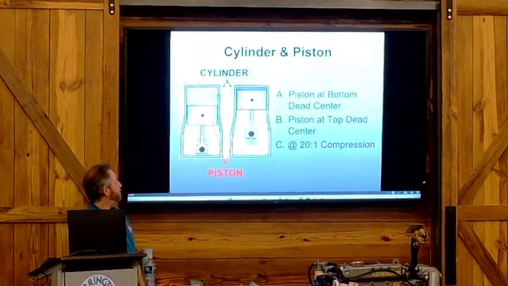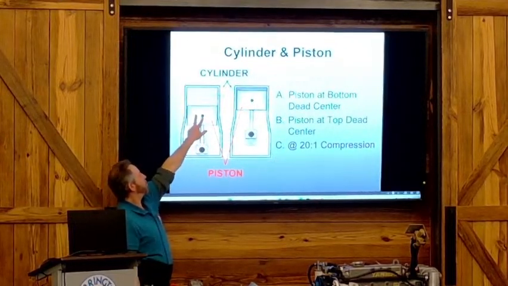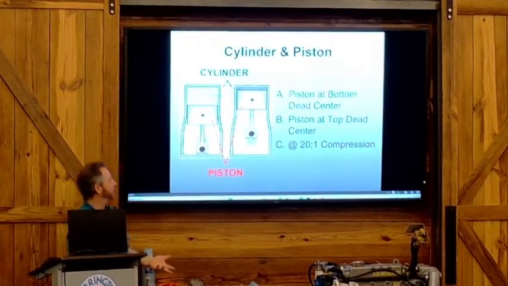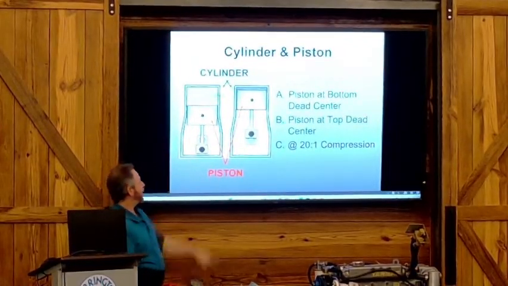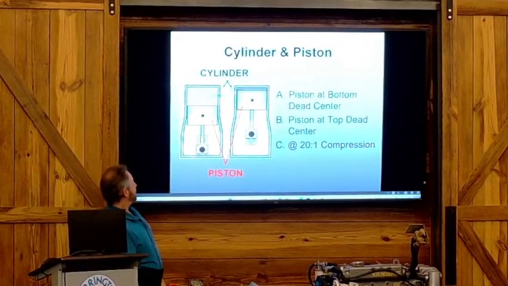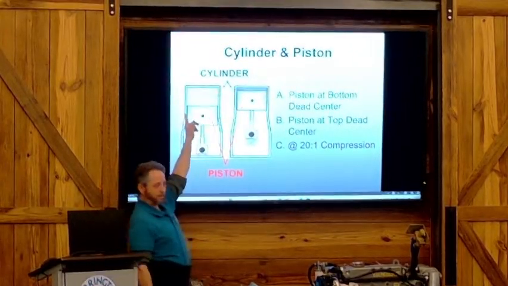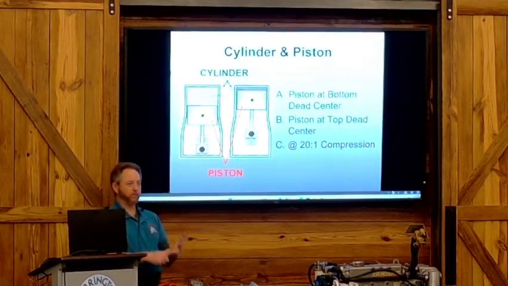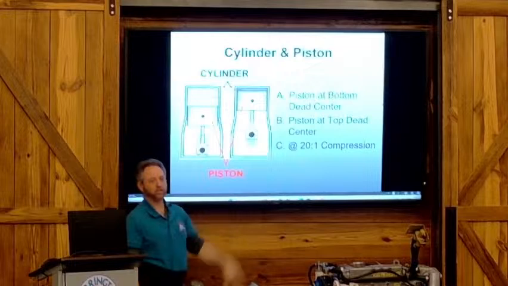Here's some vocabulary. This is a piston in the cylinder. The lowest point of travel the piston makes in the cylinder is called bottom dead center, BDC. The highest point of travel is called TDC, top dead center. The difference between the two is our compression ratio. The width of the cylinder is what we call the bore, and the length of travel is what we call the stroke. So if you know the bore, the stroke, and the compression ratio, you can figure out what your compression in the cylinder should be.